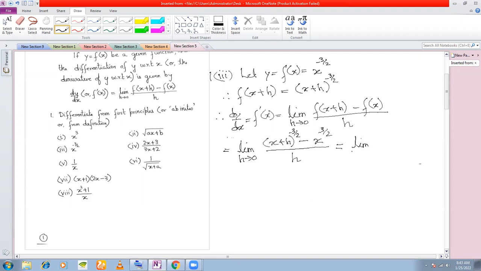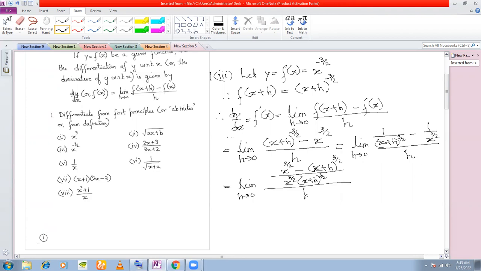So what we are going to do is write this as a positive power first. In the numerator, you can write this as 1 by x plus h to the power of 3 by 2 minus 1 by x to the power of 3 by 2 whole divided by h. Now you take the LCM in the numerator. Limit h tends to 0. Take the LCM. You get x to the power of 3 by 2 into x plus h to the power of 3 by 2, so that you get x to the power of 3 by 2 minus x plus h to the power of 3 by 2. And this entire thing must be divided by h, right?